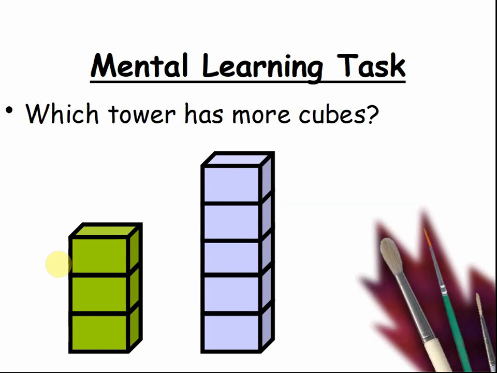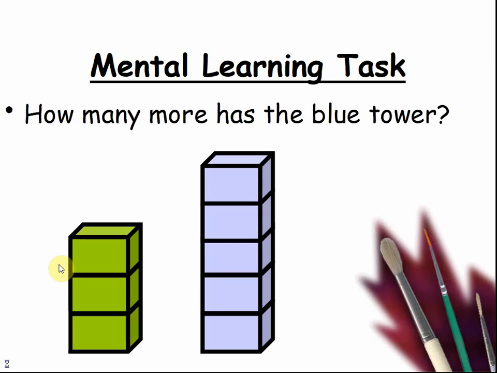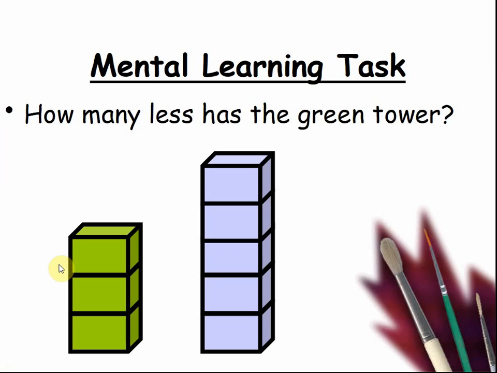Which tower has more cubes? The purple or the green? The purple one has 5 cubes. The green has 3. So the purple has more cubes. How many more has the blue tower than the green tower? It has 2 more than the green tower. How many less has the green tower? The green tower has 2 less.